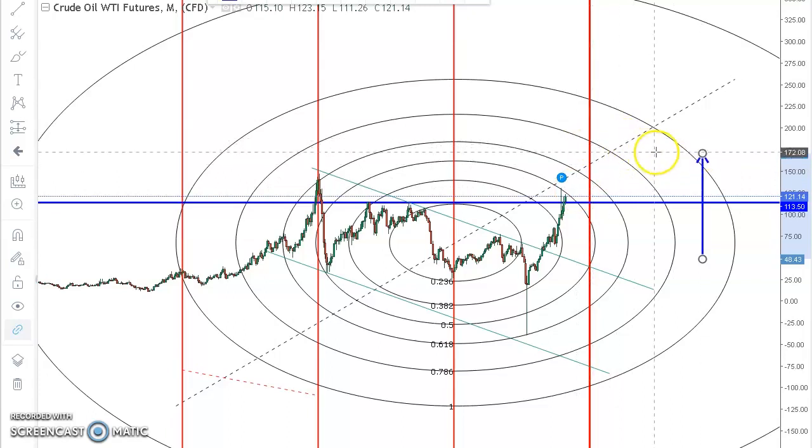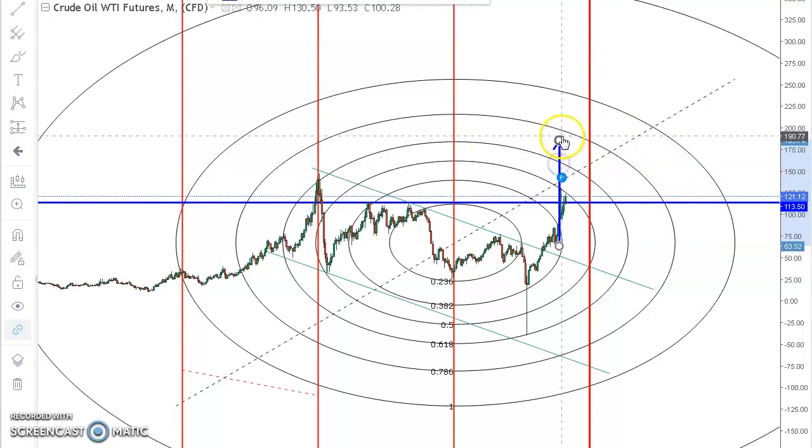As I was saying earlier, we're going to be proceeding to head to the $185 to $190 level by November 2023.